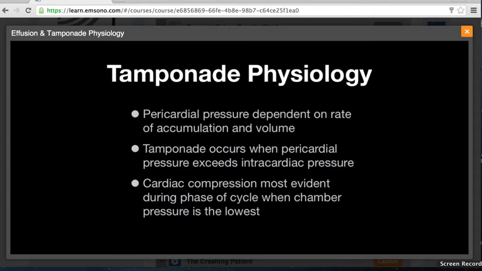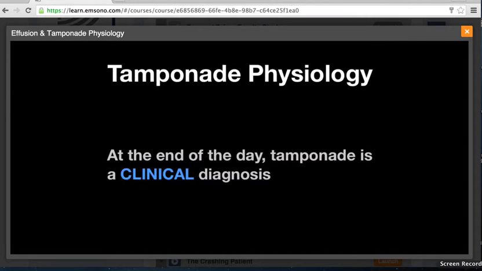Let's look now at tamponade physiology. Pericardial pressure is dependent on the rate of accumulation as well as the overall volume. Now, tamponade occurs when the pericardial pressure exceeds the intracardiac pressure. So cardiac compression is going to be most evident during the phase of the cycle when the chamber pressure is at its lowest. Key point, at the end of the day, tamponade is going to be a clinical diagnosis. Echo may help provide supportive information, but you have to rely on the clinical exam also.